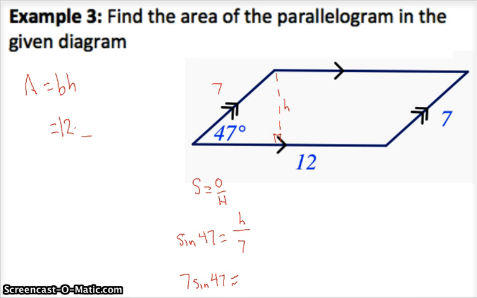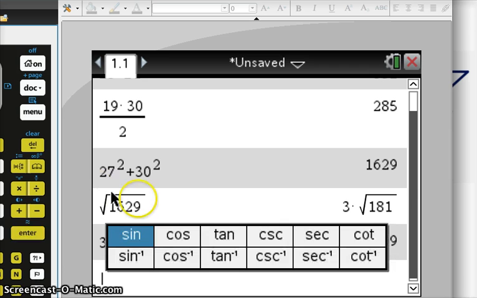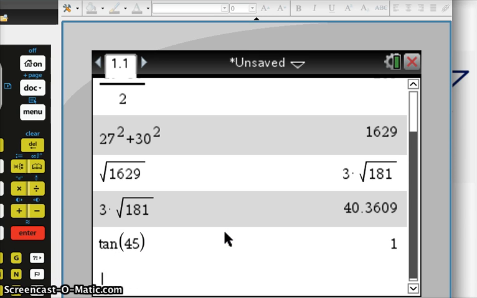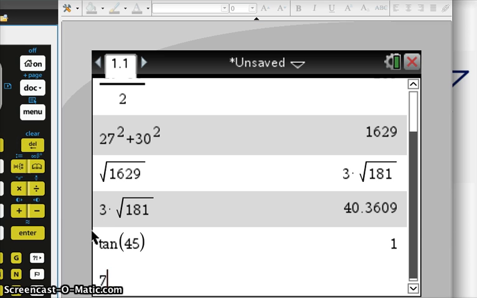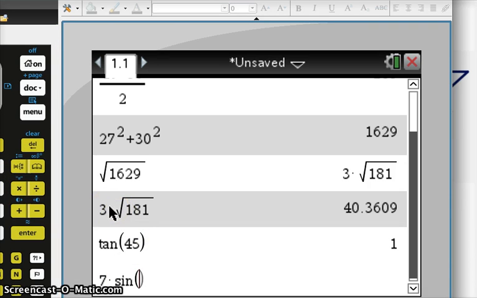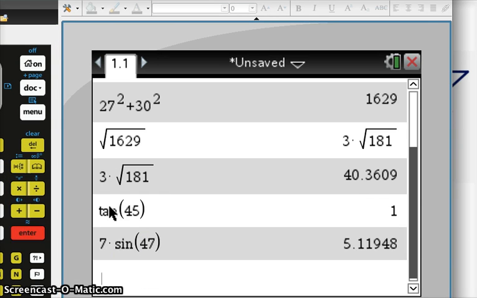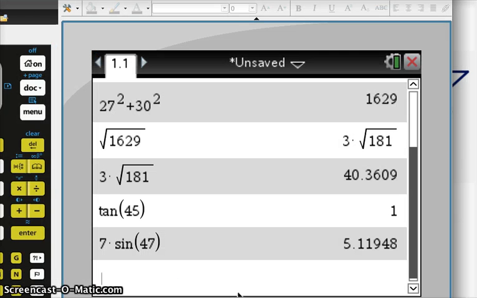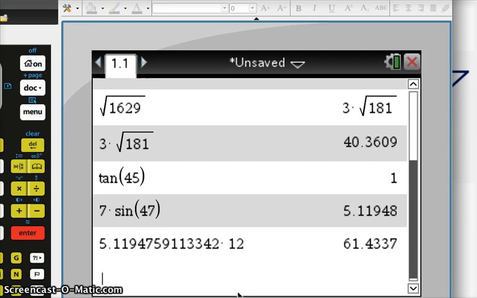Give me a second. Oh, am I in radians? Here's how you figure out if you're in radians or degrees. I'm in degrees. Okay, good. So 7 times the sine of 47 is 5.12. So the area is now, just do this, times 12, and let that ride. That's 61.43.